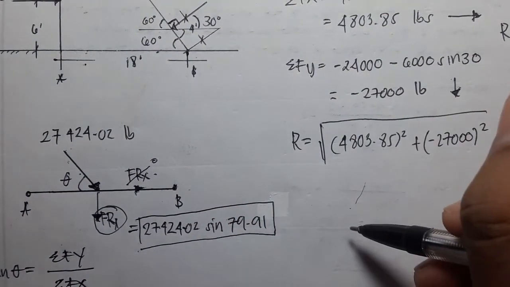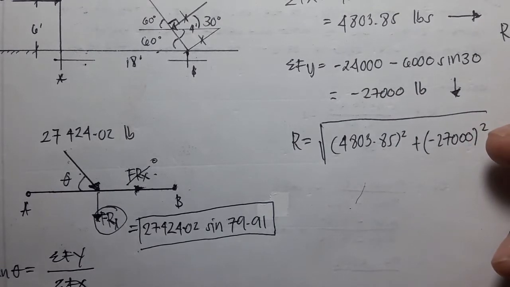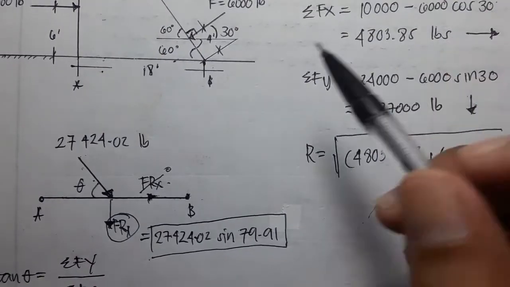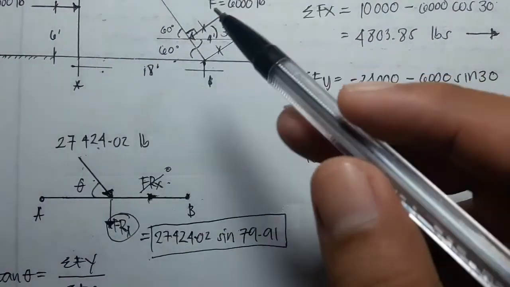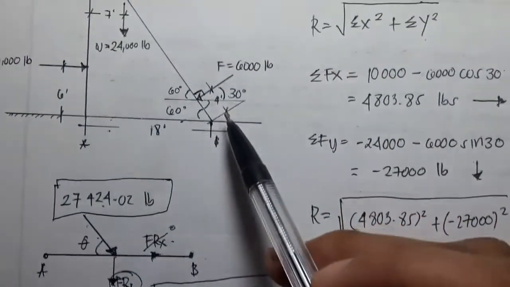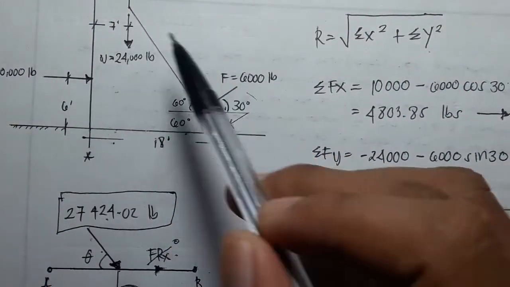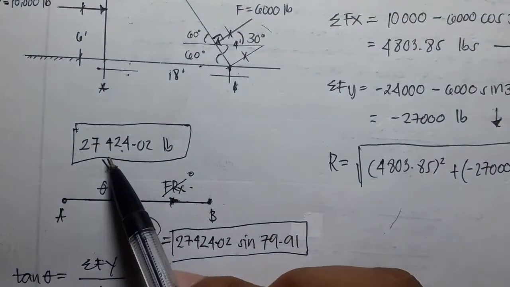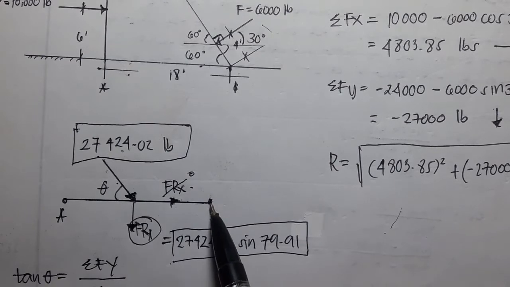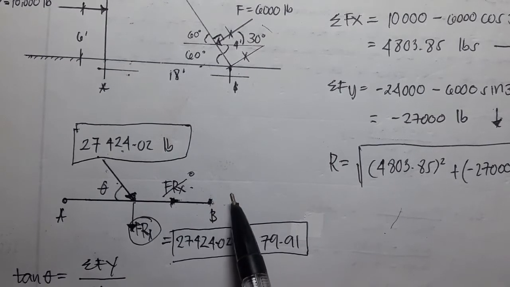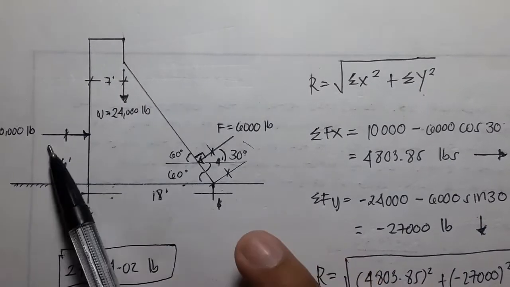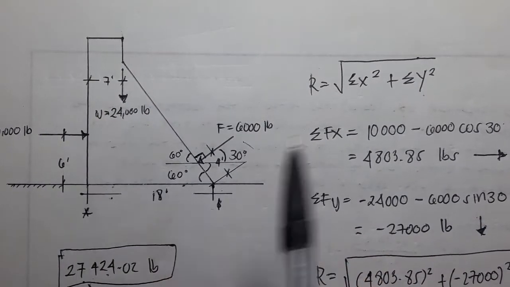We already have the resultant, but we don't have the moment. So using these three forces, we cannot use the resultant because we don't know the distance of the resultant to our point B, but we can use its components, which are these three forces.